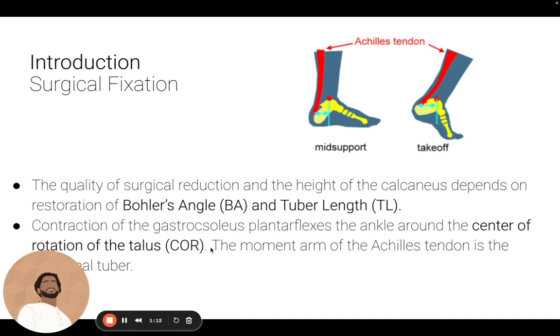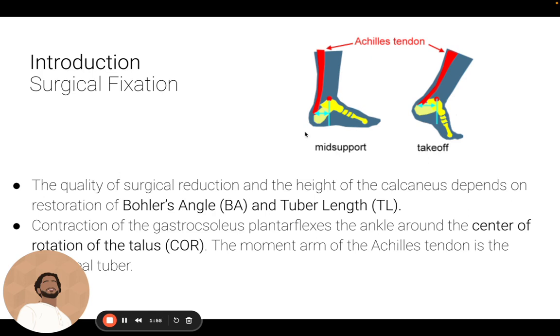Now, in terms of surgical fixation, calcaneus fractures are almost always operative, either closed reduction with percutaneous pinning or percutaneous fixation, or open reduction internal fixation with plates and screws or some sort of construct. Traditionally, the quality of surgical reduction and the height of the calcaneus, which is important for its biomechanical function, will depend directly on the restoration of Bohler's angle, which we'll abbreviate as BA, and the tuber length. Now, we'll talk a little bit about what the tuber length actually is.